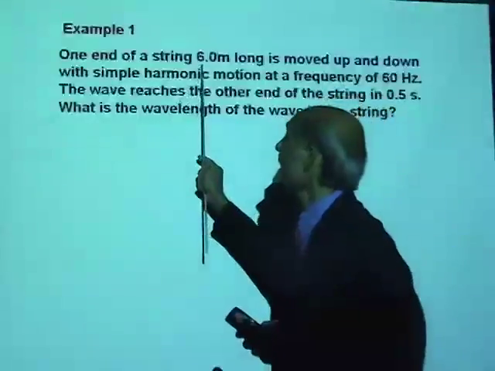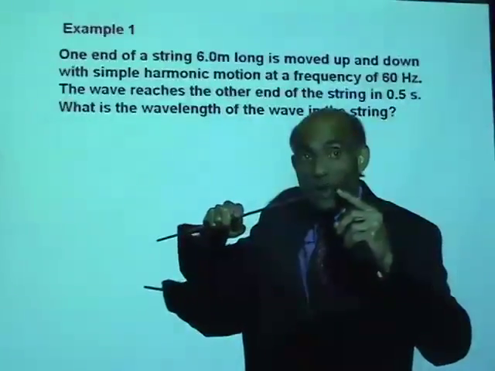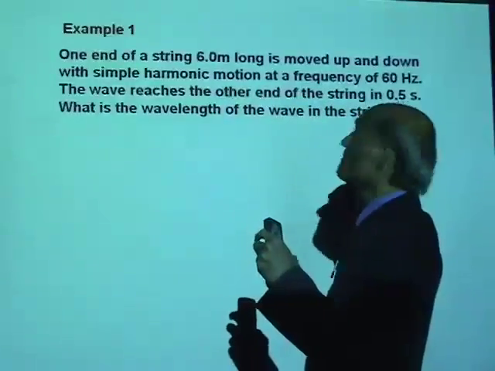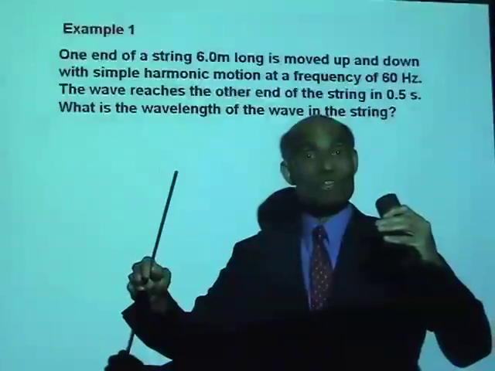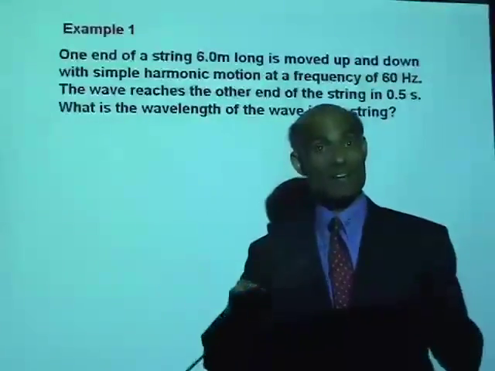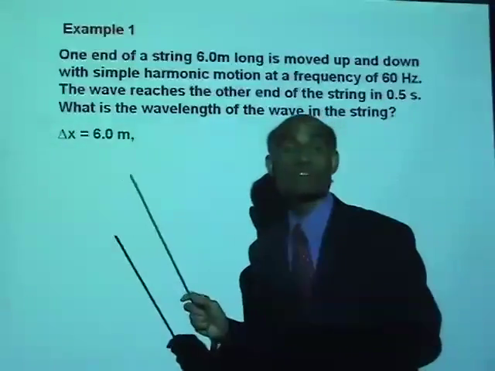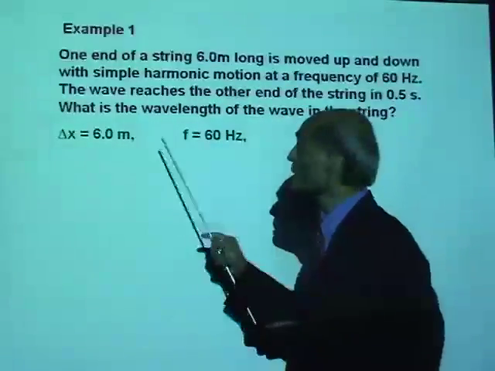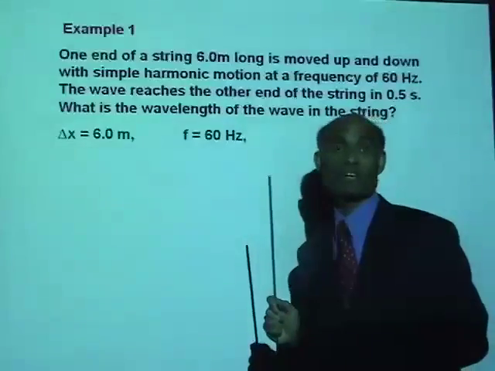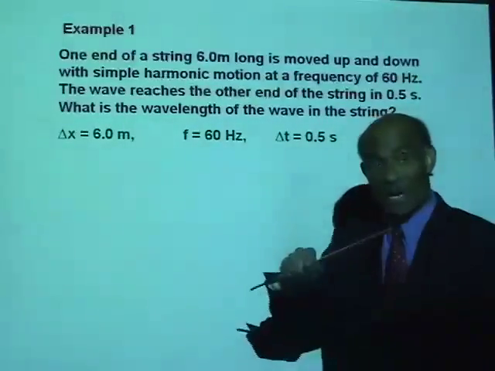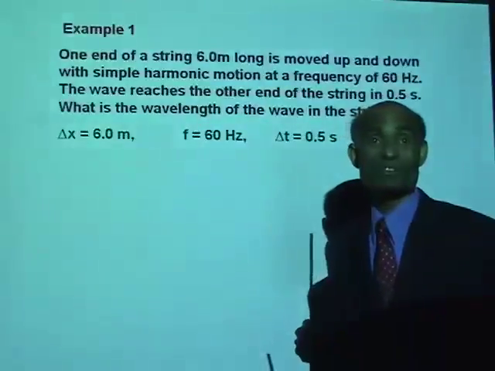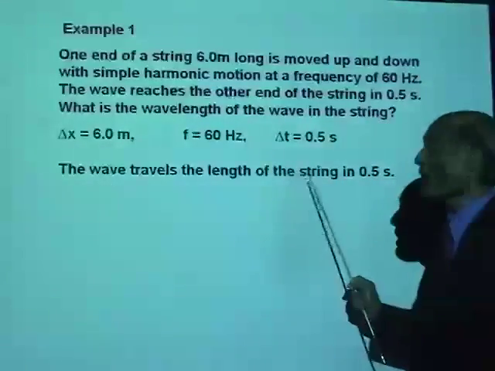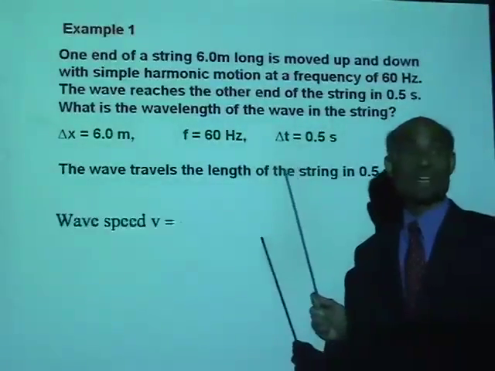Yes. A length 6 meter, the energy of the pulse travels a distance of 6 meter in 0.5 seconds. Distance traveled is given, the time is given, we can calculate the speed. Alright, always start a problem with the given data. Delta x equal to 6 meter, the frequency f equal to 60 hertz, delta t, the time taken by the pulse to reach the other end of the string, is 0.5 seconds. The wave travels the length of the string in 0.5 seconds.